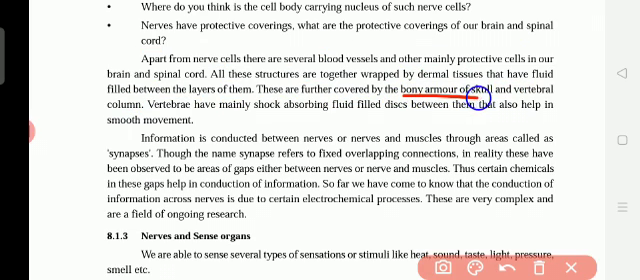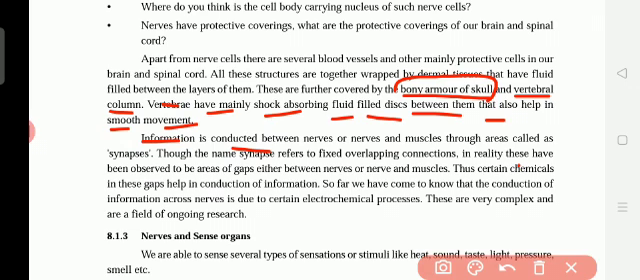The bony armor of the skull is the protector for the brain. When we beat our head, we hear the sound. That head is what? Skull. That is the protection for the brain. And for the spinal cord, which is the protection? Vertebral column is the protection. Underline this point.